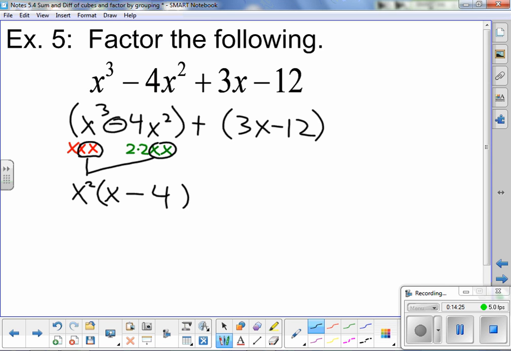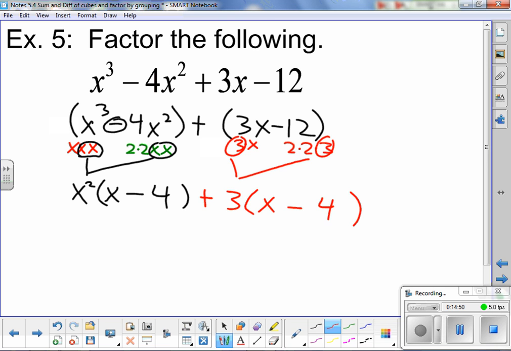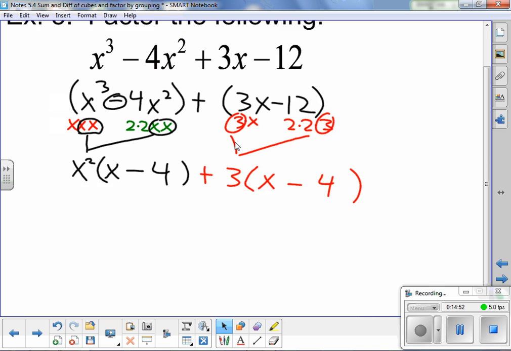Okay, so you can do it that way, unless you can do it in your head, you can do that too. This is just an option. So if you're having trouble figuring out what a 3x and a 12 have in common, you can prime factor it. It's 3 times x. 12 is 2 times 2 times 3. Looks like they have a 3 in common, so the 3 can come out front. So it's going to be plus 3. And then the leftover parts are the x and the minus 4.